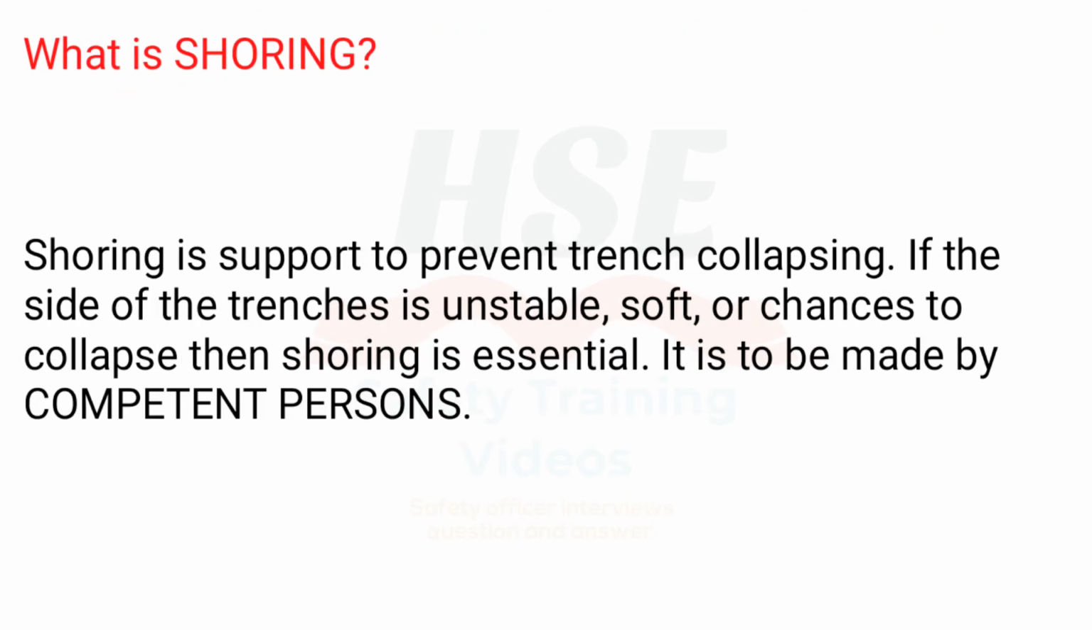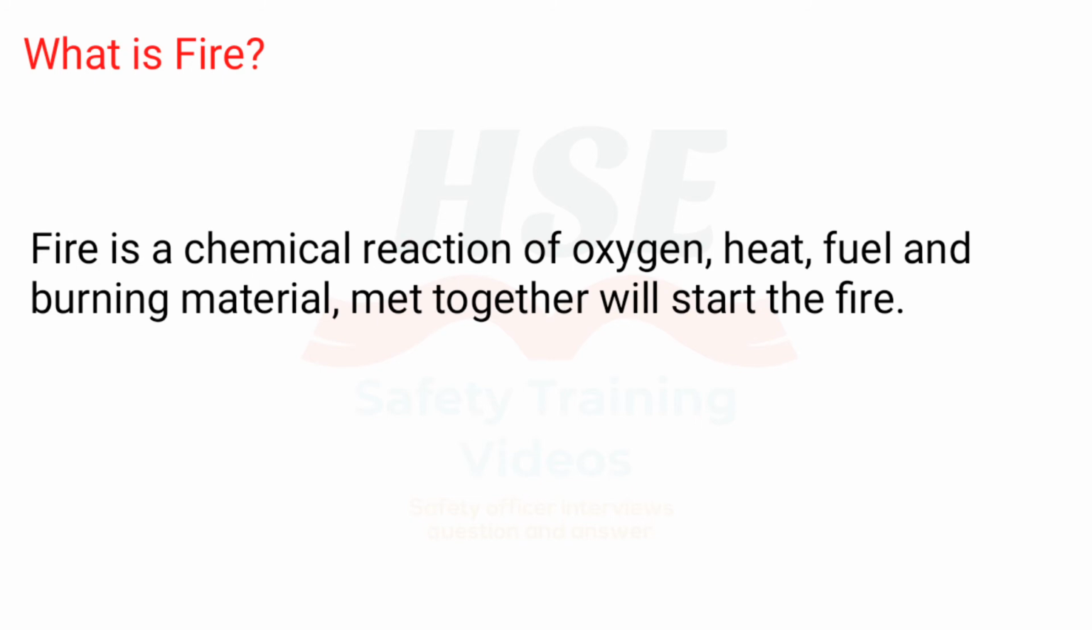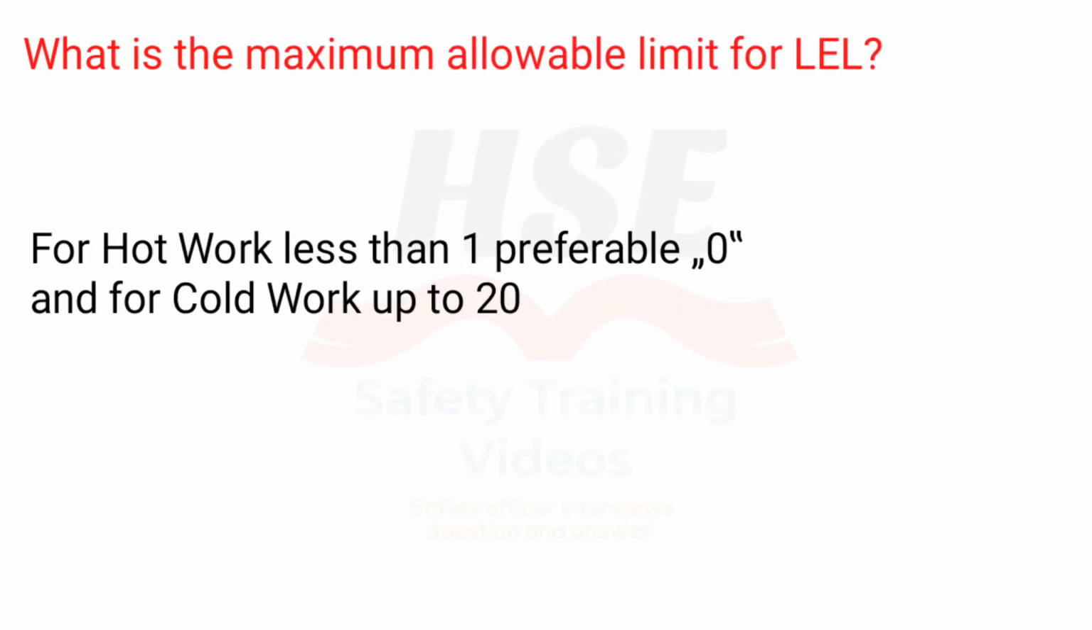What is shoring? Shoring is support to prevent trench collapsing. If the sides of the trench are unstable, soft, or likely to collapse, then shoring is essential. It is to be made by competent persons. What is fire? Fire is a chemical reaction of oxygen, heat, and fuel, which when met together will start the fire. What is the maximum allowable limit for LEL? For hot work less than 1, preferably 0, and for cold work up to 20.